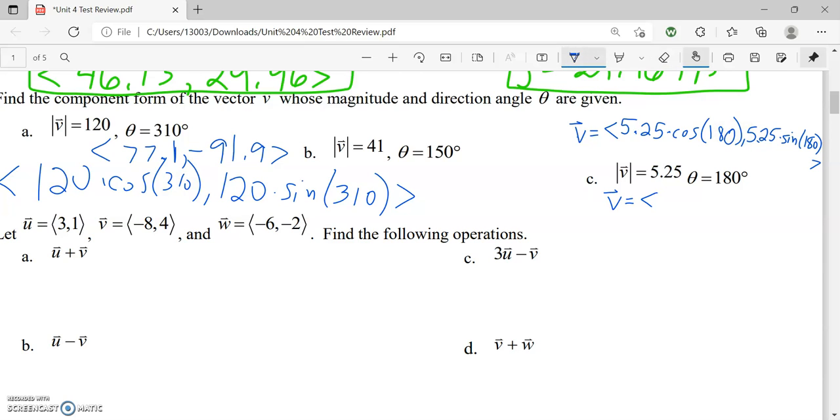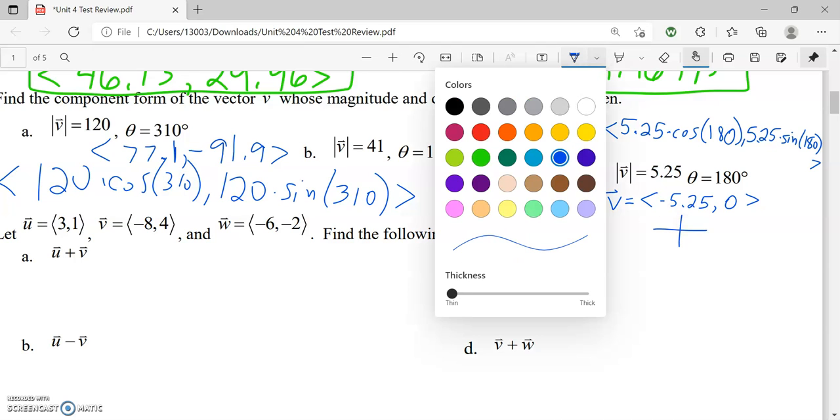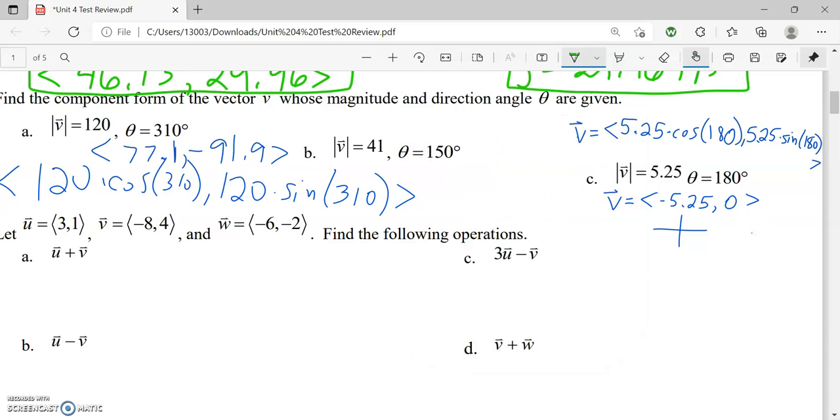Cosine 180, well, that's your x. Cosine 180 is actually negative 1. So your answer is negative 5.25, comma, and then the sine of 180 is 0. So you get 0. If you think about graphing that, theta is 180, so I'm going this direction. If you wanted to graph that in an xy starting at the origin, because you're in component form, you go negative by the magnitude in the x and 0 in the y, because you're 180 degrees. So it all makes sense.